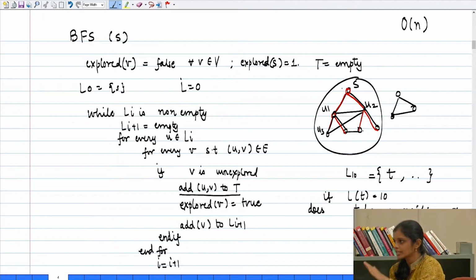Therefore your answer is correct, that is, it is actually not only order m, it is order m plus n, because you certainly have to do n amount of work in terms of the number of vertices in the connected component of s, right?